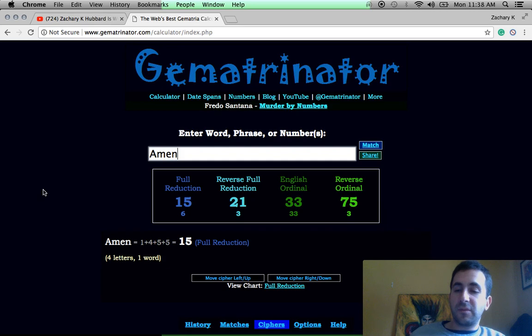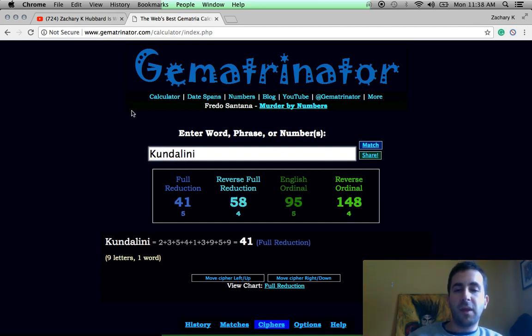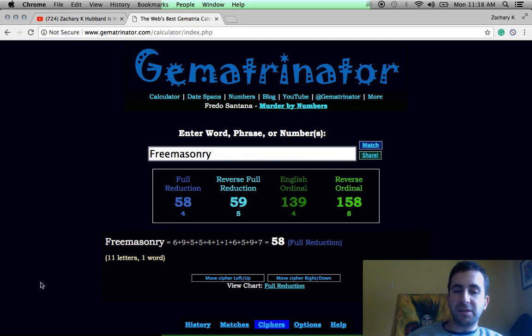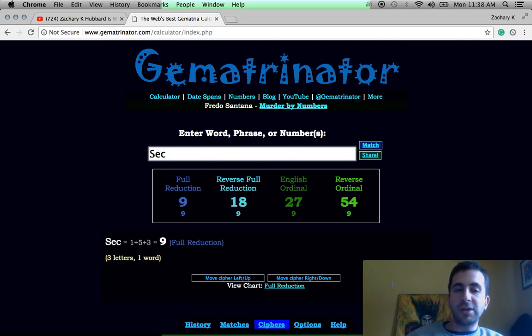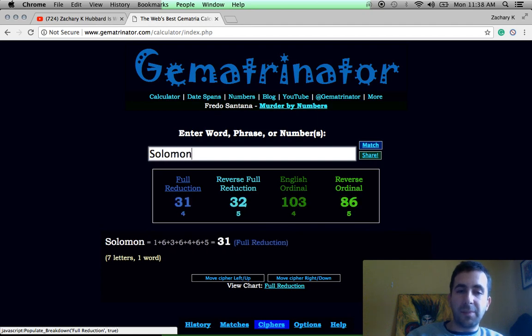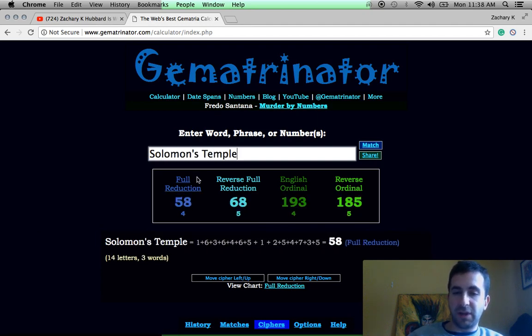Anyhow, the Kundalini have the belief about the 33 vertebrae, spiritual ascension. I want you to see the word Kundalini. 58. These are our base ciphers. They're all interrelated. Notice Freemasonry, 58. Notice Secret Society, 58. Notice Solomon's Temple. This is where the secrets of Freemasonry lie.